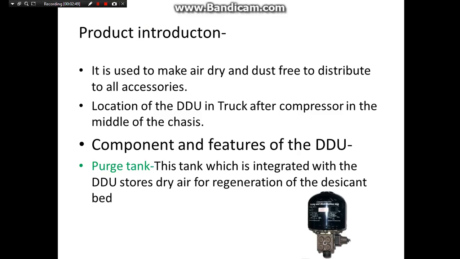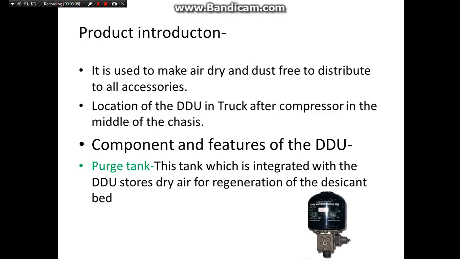Product introduction. The drying and distribution unit is used to make air dry and dust free to distribute to all accessories. Location of the DDU in the truck: after the compressor, in the middle of the chassis.